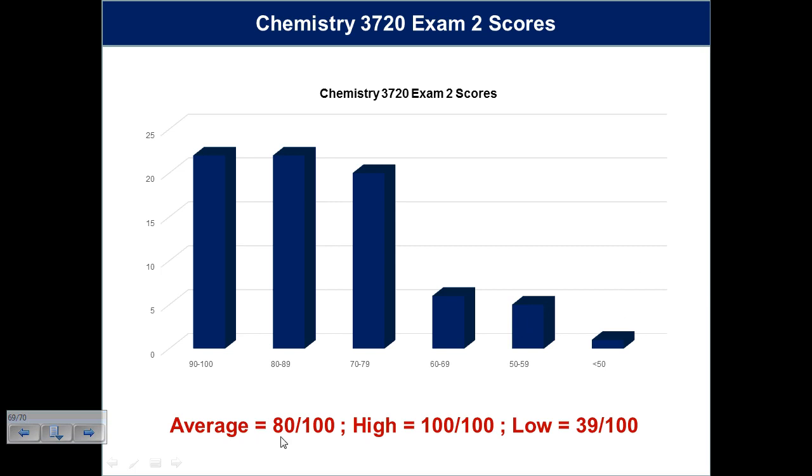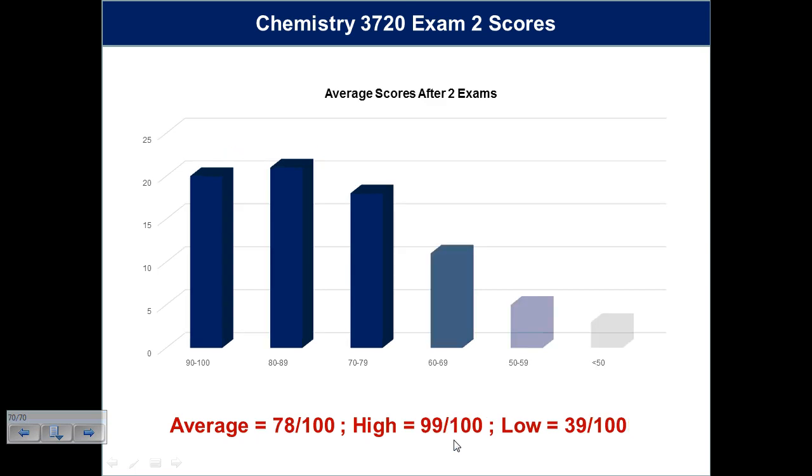And as I said previously, the low wasn't as bad as it has been in the past, but the high was 100, 2 people got 100, and the low was a 39. The average on this one was an 80. That's great for an organic test. Now, to put it in context, after 2 tests, you can start talking about an actual grade, if you like. My average for the class after 2 exams is 78 out of 100. With the next exam coming up, if the trend is the same as in previous years, the average at the end will be about a 74.